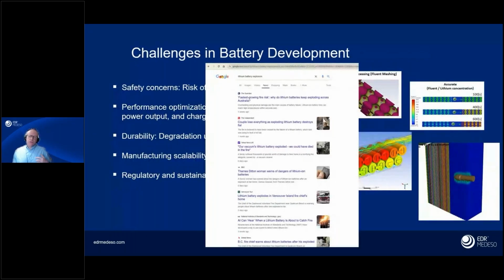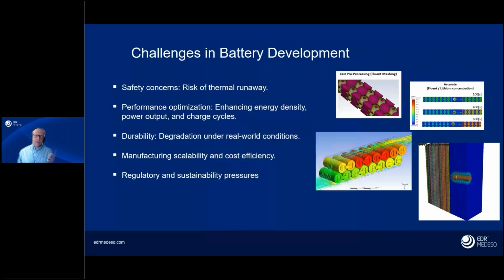Then we've got to consider some of the challenges in battery development. None of you will have missed the headlines in the news about exploding lithium batteries and the resulting catastrophic fires. This has cost too many lives, in my opinion, and it's absolutely incumbent on us as engineers to minimize or eliminate that danger. So safety concerns are paramount.